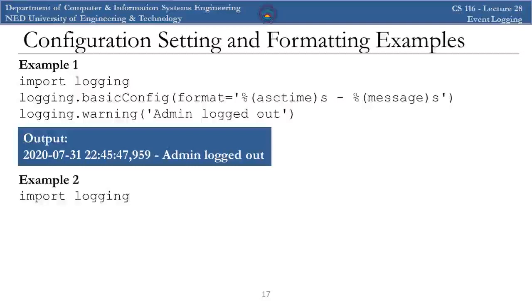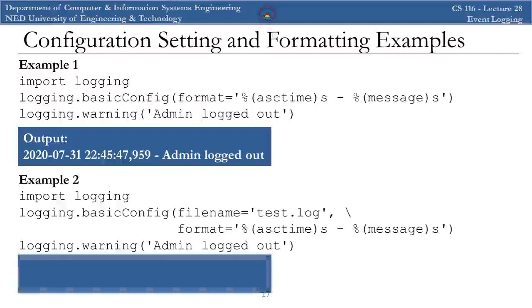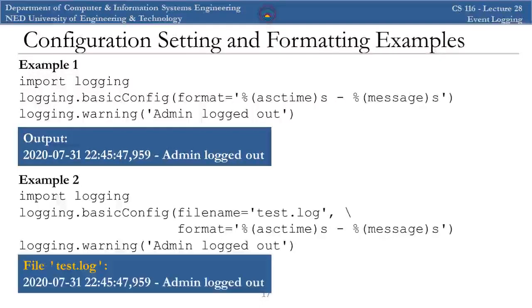Now let's see one more example. In this example, you see I have added a file name also. So I'm using that filename parameter, and I'm using the name test.log. So now this message that I showed you in the last slide, along with the date and time, will not be printed on screen or on console, but it will be logged into this file. So if you run this code, nothing will be printed at the output, but at the end you'll see that this file test.log has been created, and if you open that file, you'll see this output in it.